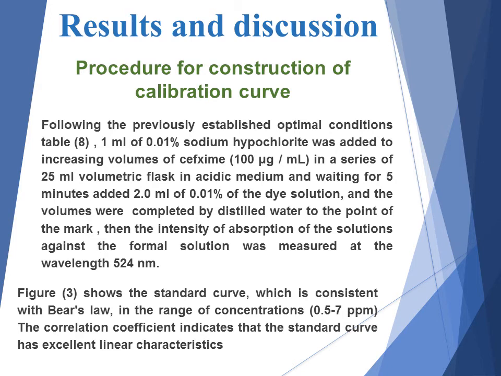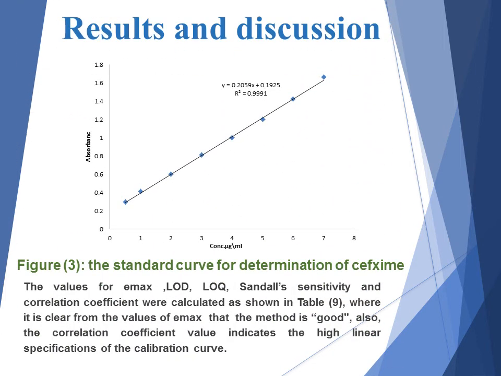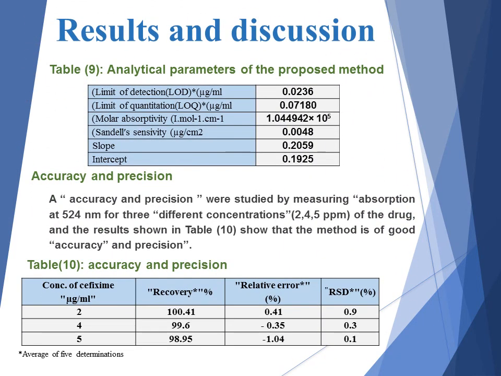Figure 3 shows the standard curve, which is consistent with Beer's law in the concentration range of 0.5 to 7 parts per million. The correlation coefficient indicates that the standard curve has excellent linear characteristic. Result and discussion. Figure 3, standard curve for determination of cefixime. Table 9, analytical parameters of the proposed method.